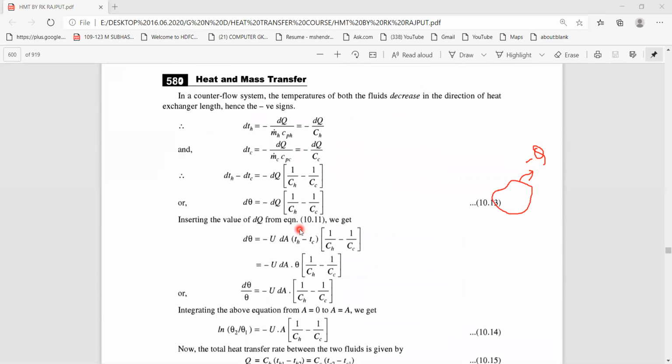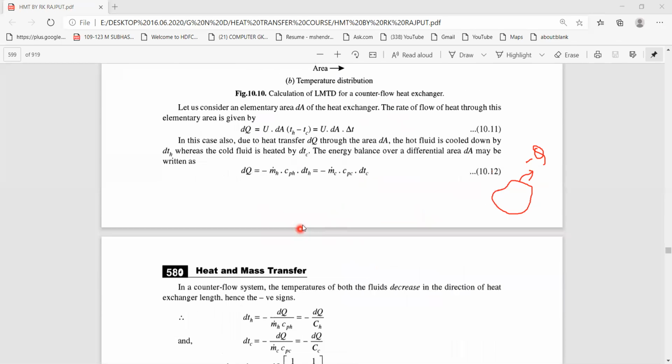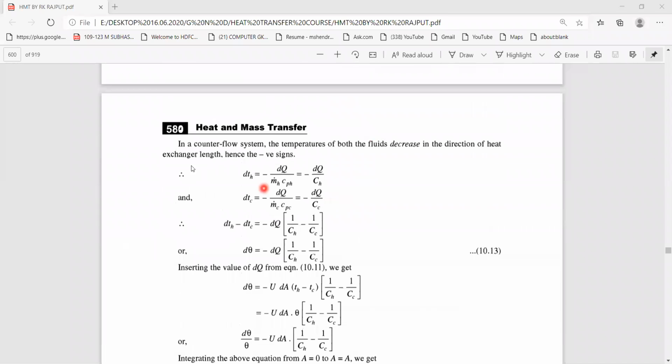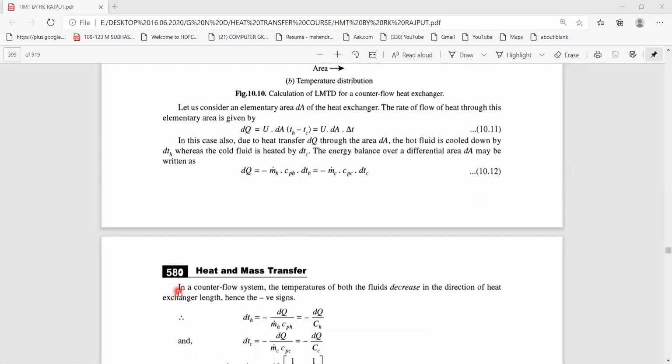Now, similarly here, for both we have taken the minus sign. I hope this is clear. This is a very important step while doing the derivation, and this will be the turning point. Now for a counter flow heat exchanger, in a counter flow system the temperatures of both the fluids decrease in the direction of the heat exchanger length. So that's why we have taken the minus signs.